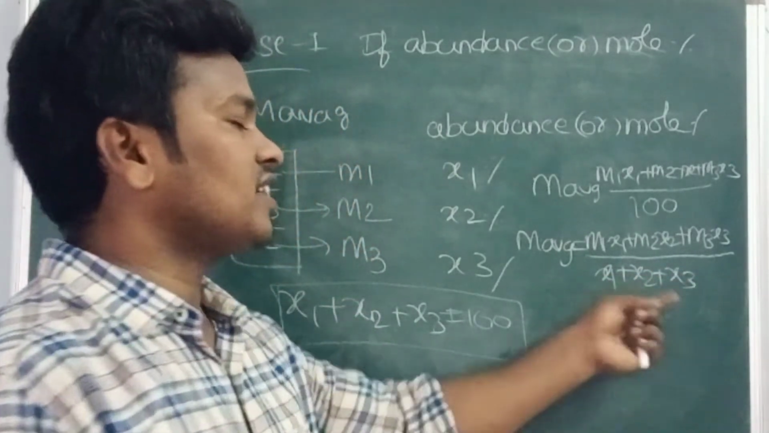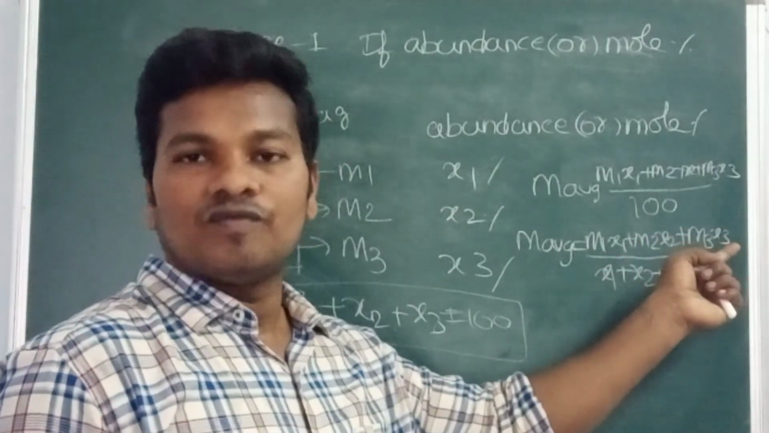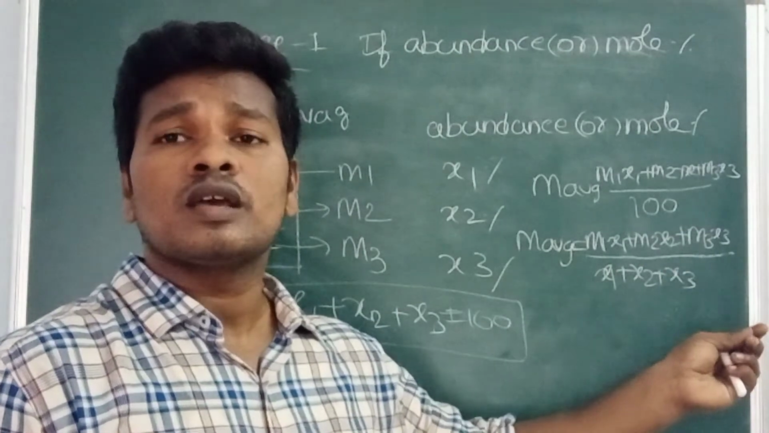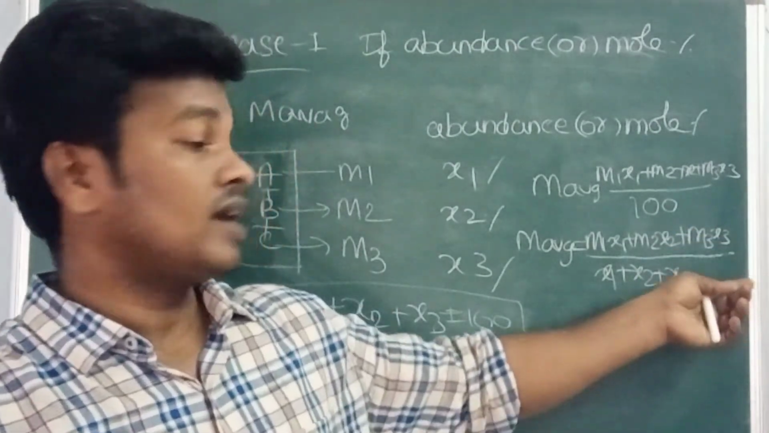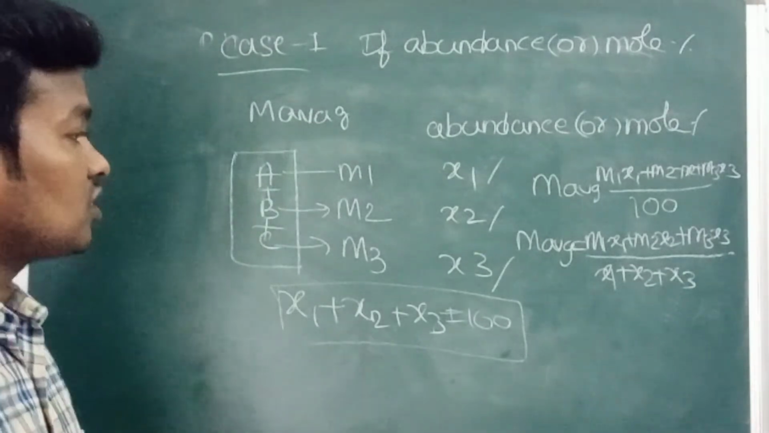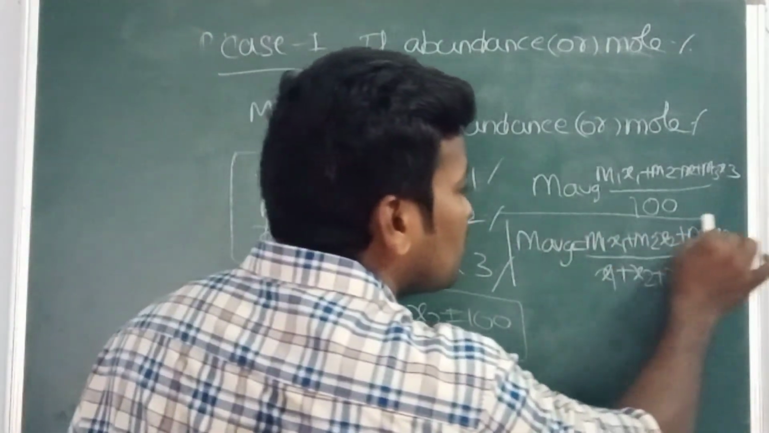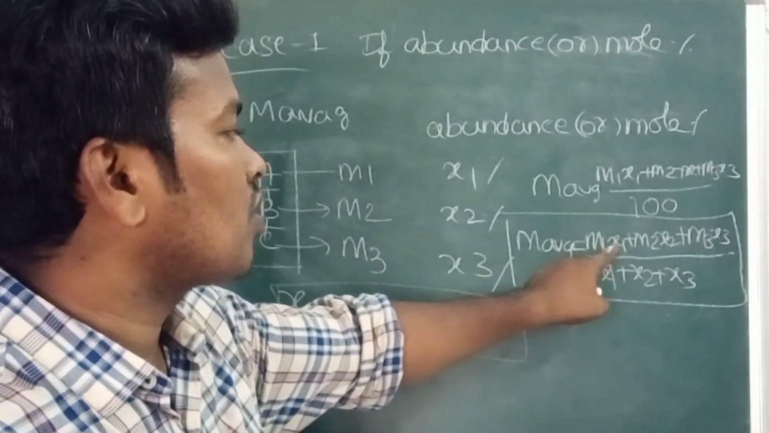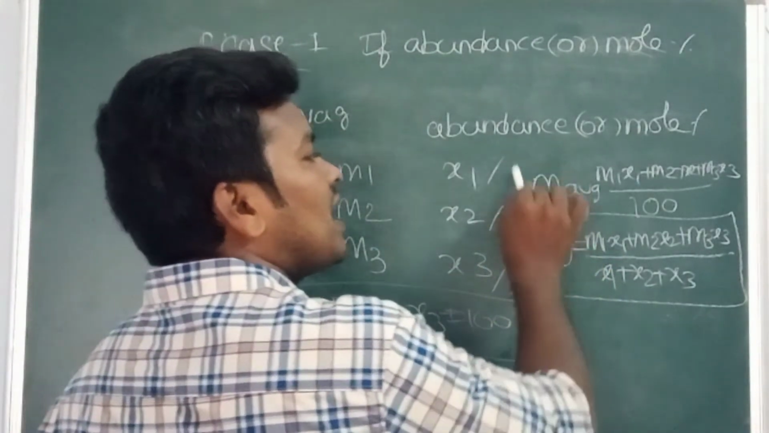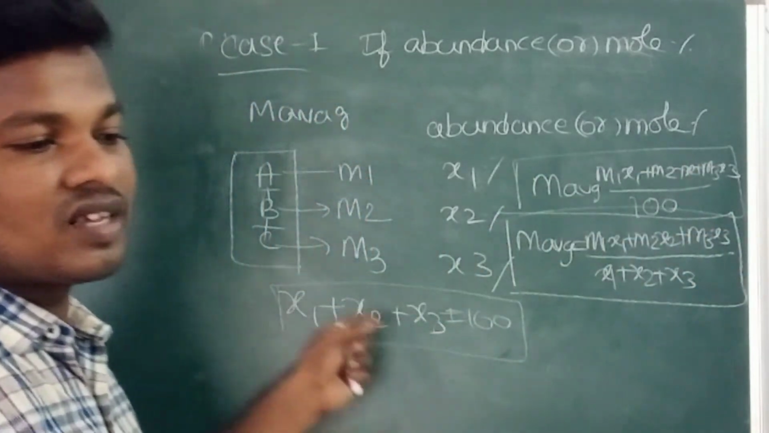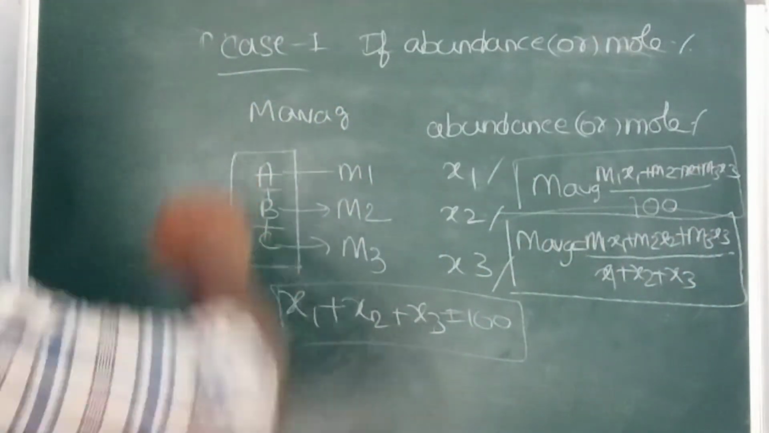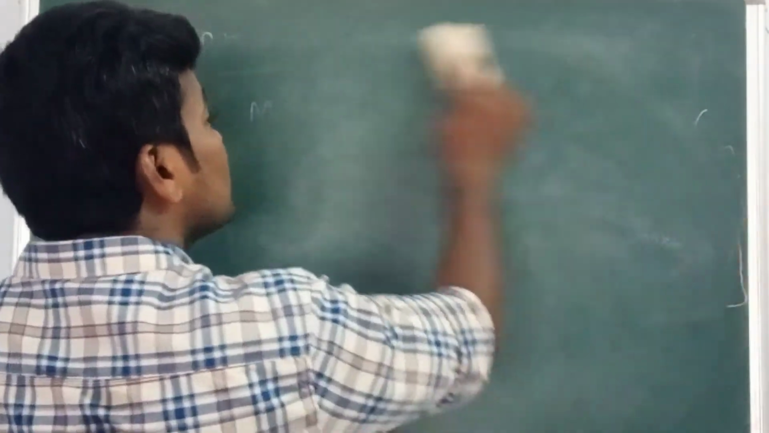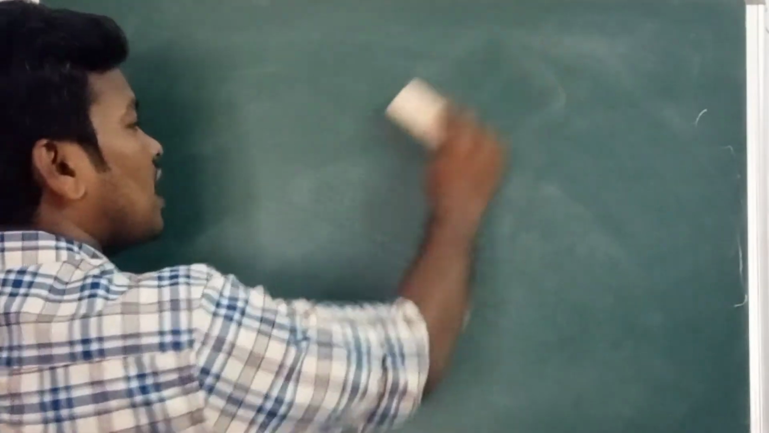That's it. If 4 is there, x4. That means M4 x4. If 5 is there, M5 x5. If 6 mixtures are there, M6 x6. Like this. This is the formula you have to remember. When the molecular mass and the abundance or mole percentage are given, easily you can calculate the M average. These two formulas are very important. Okay, see next one. Abundance is given, how to calculate the M average?